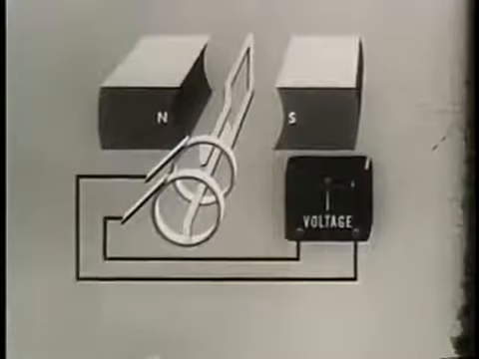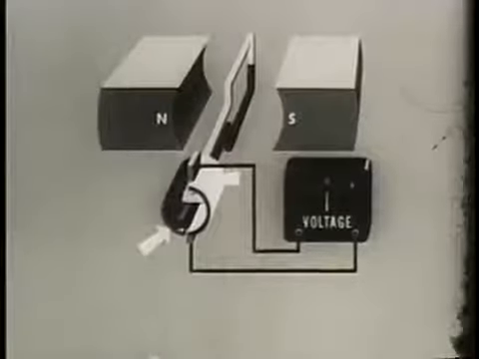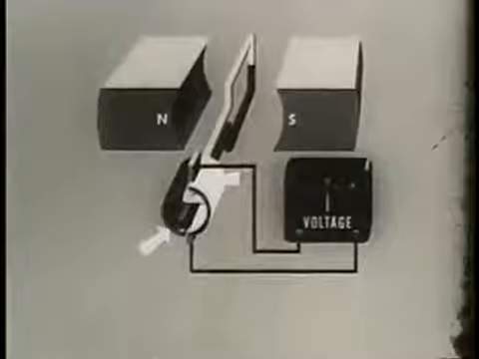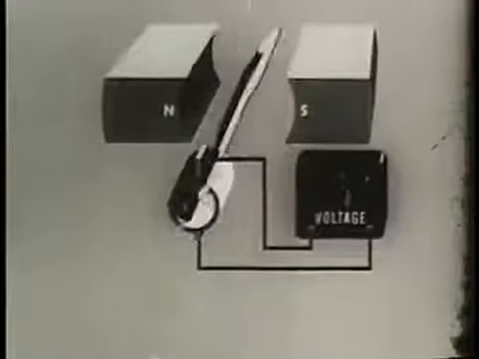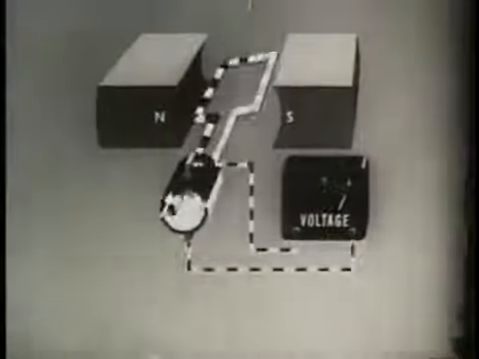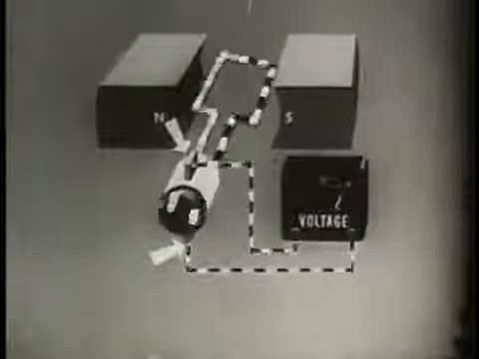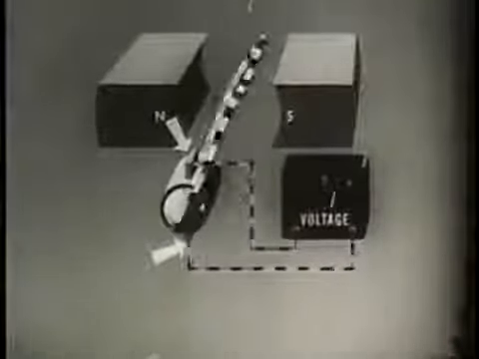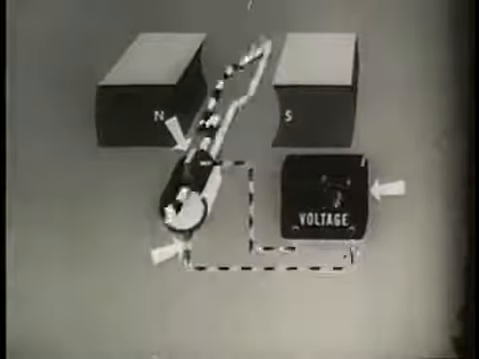To get direct current, we will attach each end of the conductor to a segment of copper forming a commutator. Now our machine is a DC generator. The commutator rotates with the loop. Stationary contacts, carbon brushes, ride on the commutator segments. They provide a means of connecting a meter or any other load to the generator.